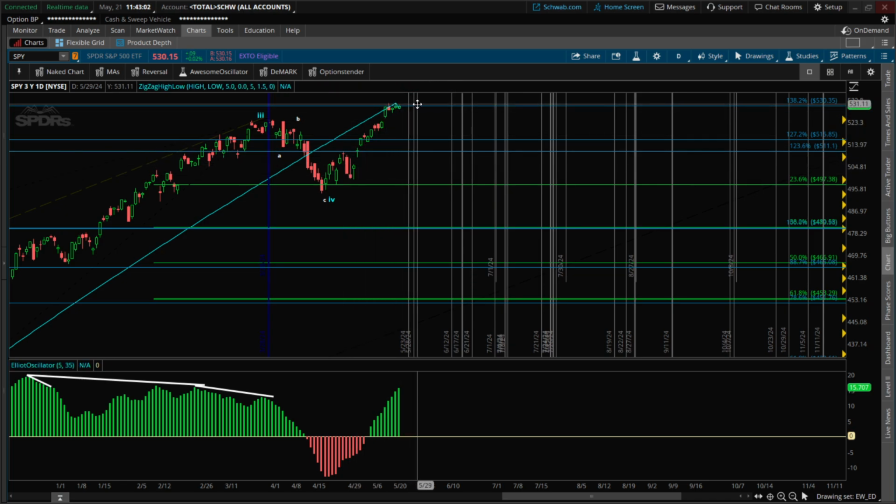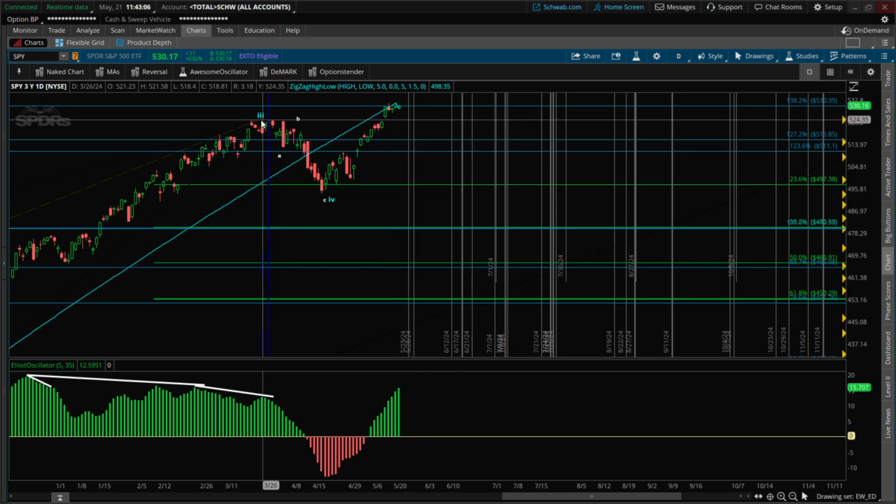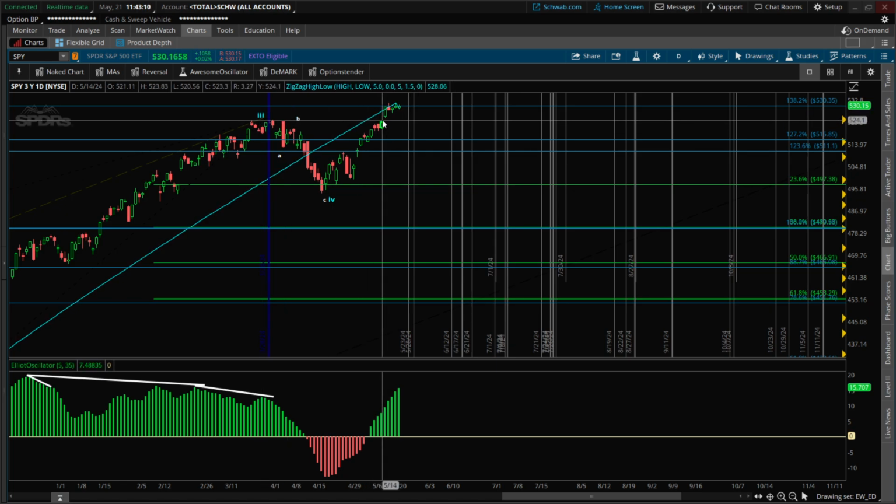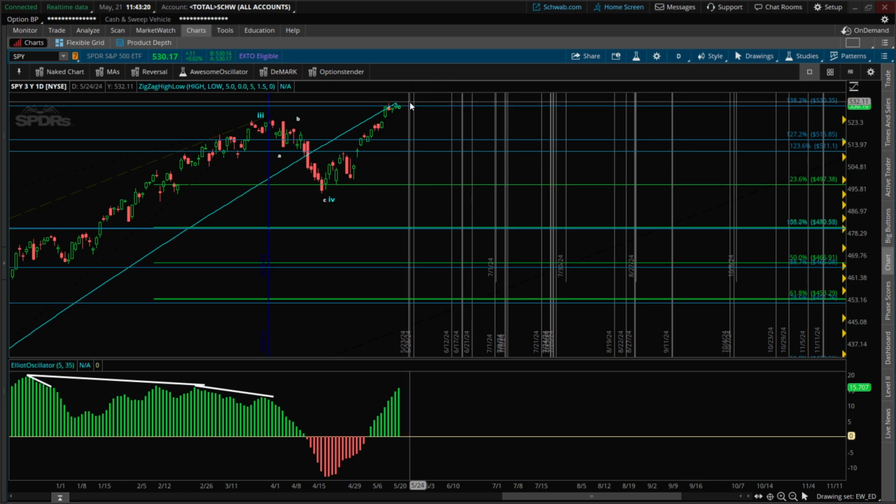Okay, so as we grind higher, we'll just use these different levels. Right now, I'm using the former all-time high. That's going to coincide with this gap right here. On the traditional technical analysis, we'll have that there. So above here, we're bullish, and then above this resistance, we move up our steps to 530.